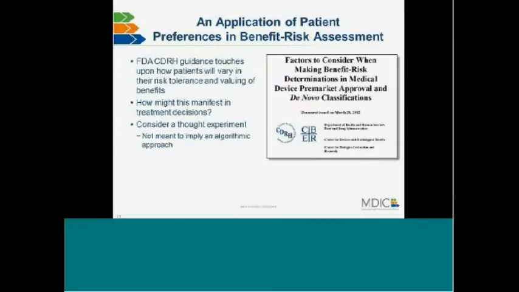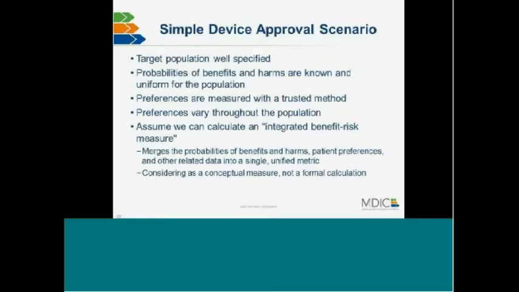Okay, so if we go back to our favorite slide, this picture, this CDRH guidance on benefit-risk. It describes that patients are going to vary in their risk tolerance or how much they value the benefits. So this thought experiment is going to show how that might play out. Now, it may look like we're talking about this mathematically, but I'm really just describing this in terms of an idea, a qualitative idea. So for this simple scenario, I have to set up a few assumptions. We know this population perfectly.